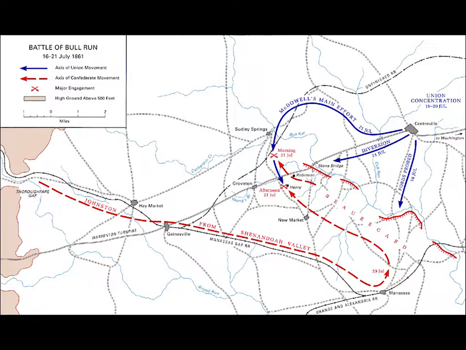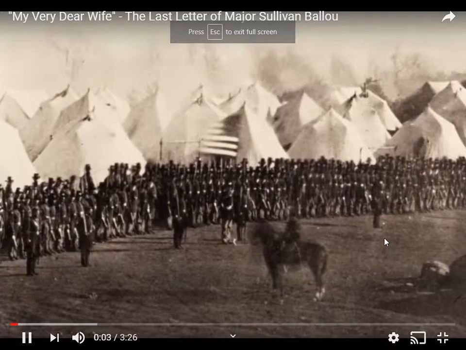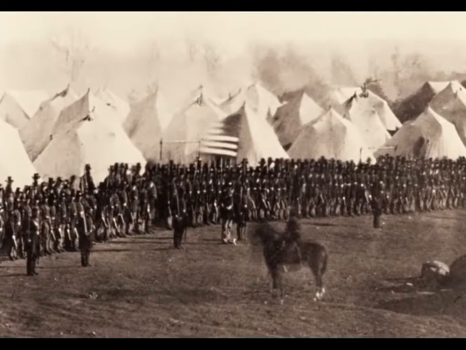Pretty much everybody knows, both Confederate and Union, that the Union army is on the way to capture Richmond. A week before the Battle of Bull Run, Sullivan Ballou, a major in the 2nd Rhode Island Volunteers, wrote home to his wife in Smithfield.